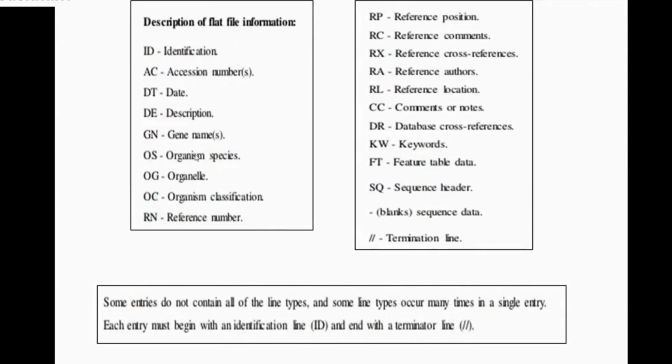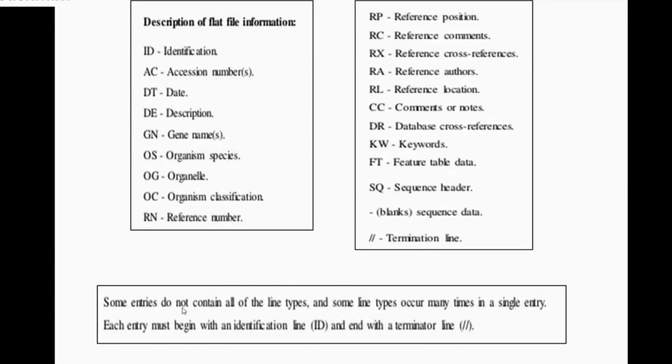gene name, OS for organism species, organism classification, reference number, reference position, reference comment, cross references, RA for reference author, RL for reference location, CC for comment, DR for database cross references, KW for keyword, FT for feature table, SQ for sequence header, and double slash for termination line.